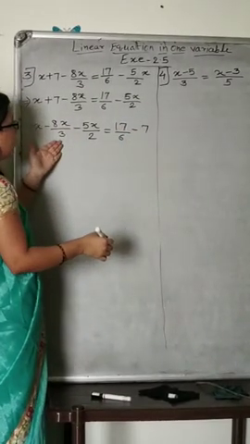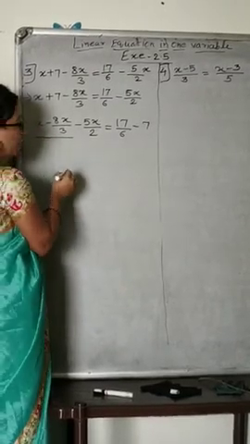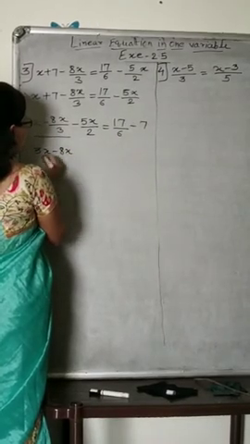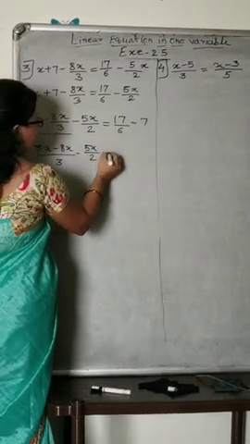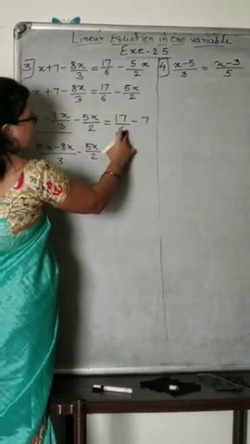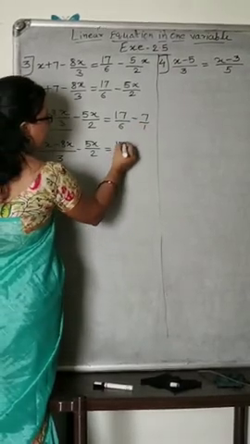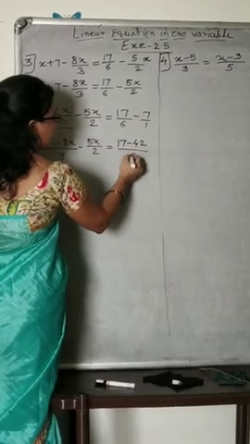Now what will be there? 3 into x. Firstly we will solve these, then we will see what will come. 3 into x, 3x minus 8x divided by 3 minus 5x divided by 2 is equal to. Now here the cross multiplication will come, 6 sevens, and here nothing is there, means 1. Then 17 minus 7 sixes, the 42, divided by 6 will come.